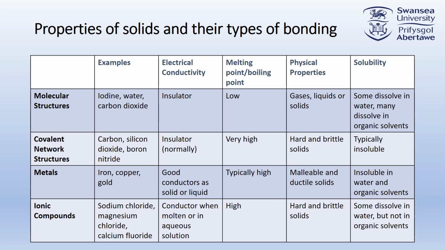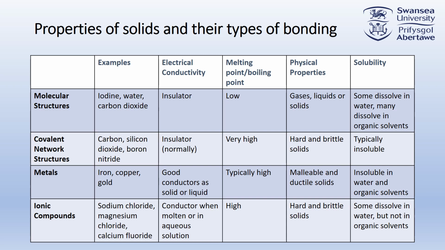Okay, so our covalent network structures. This is carbon, so this is our diamond, this is our graphite. We saw graphite in the lab. We've got silicon dioxide, our quartz. We've got boron nitride. These are typically insulators. Although quartz and tourmaline have a really interesting piezoelectric property that if you squeeze them, they will actually generate a current. And this is actually used in quartz watches and such like, but that's just an aside. They have very high melting points because of those strong covalent bonds, they're hard and brittle, and they're typically insoluble.